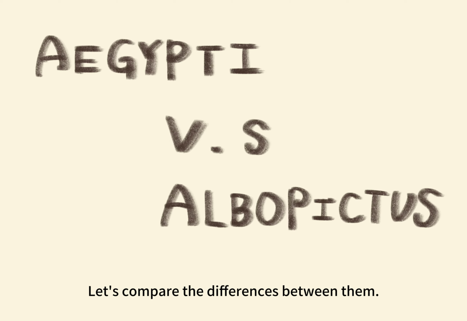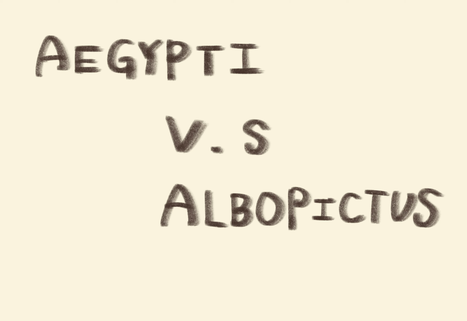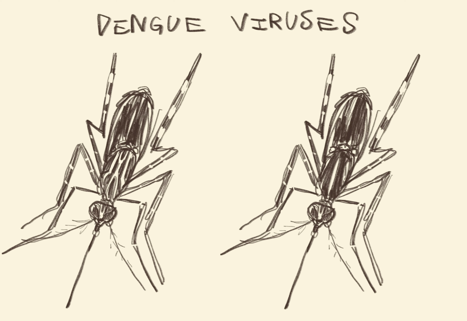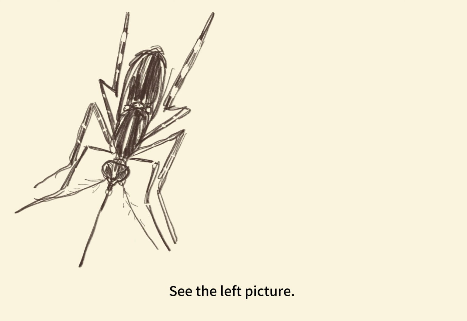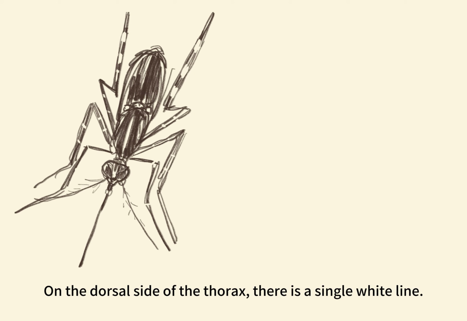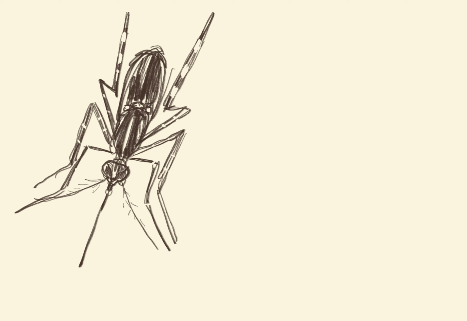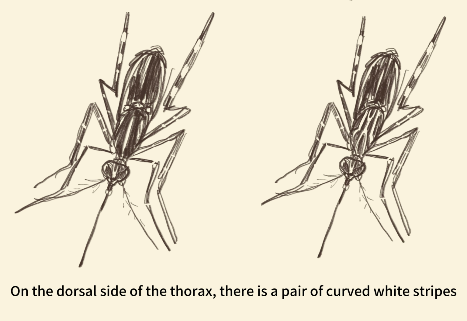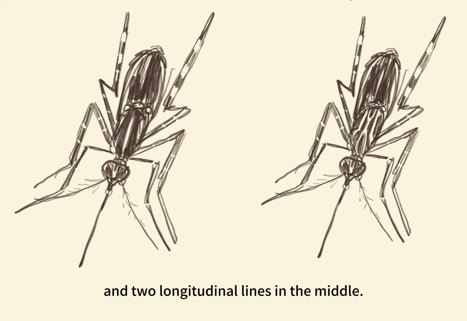Let's compare the difference between them. Shape. See the left picture. On the dorsal side of the thorax, there is a single white line. Then see the right. On the dorsal side of the thorax, there is a pair of curved white stripes and 2 longitudinal lines in the middle.